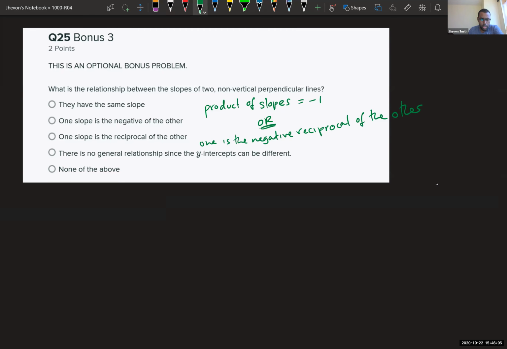Choices here: they have the same slope? One slope is negative, the other no. One slope is the reciprocal of the other? No. It's a combination of those two, but not any individually. There's no general relationship? That's not true. It's none of the above? There is a general relationship, it's just that it wasn't here.